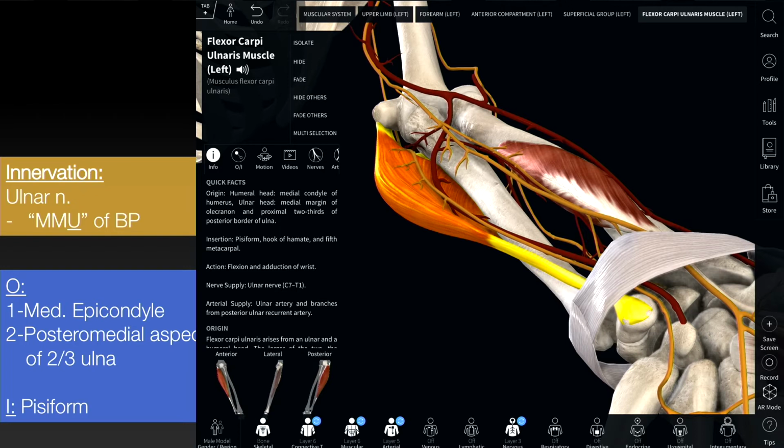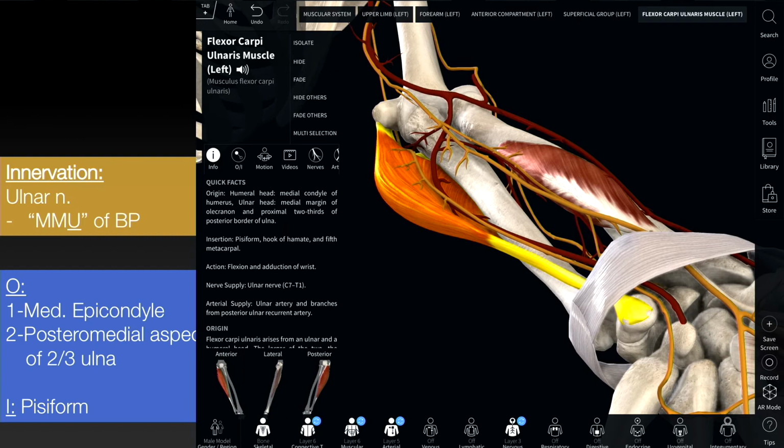Which you can palpate yourself right now. You can feel the tendon coming off of the pisiform. A little hard nodule in your wrist, a tendon coming off, is this muscle, Flexor Carpi Ulnaris.